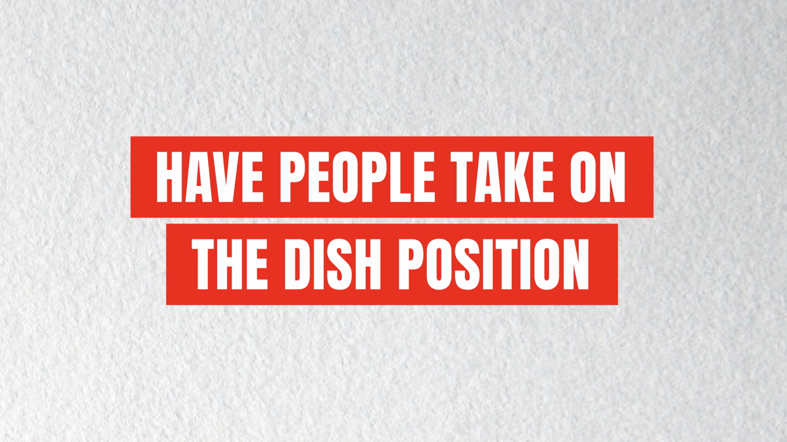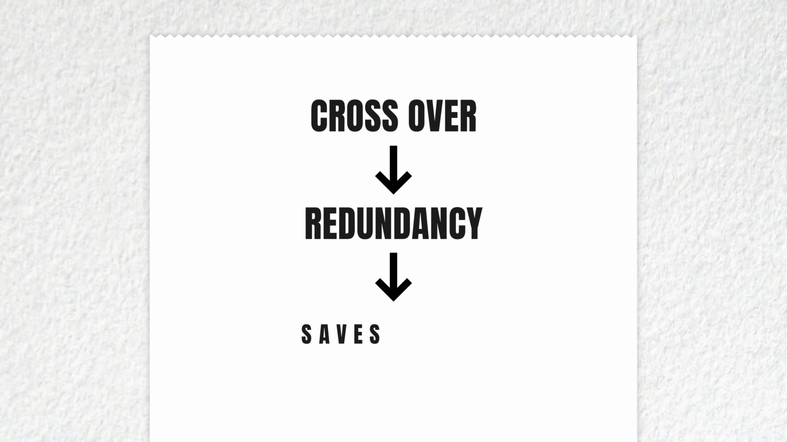Another smart move to do with this is have people take on the dish position as a role. That way, no one's above dish. No one thinks, oh, I don't really do that. And when it gets really busy, everyone knows exactly how to do that role correctly, because not knowing how to do dish is what's going to cause you to have a long night. Because crossover creates redundancy. Redundancy saves you money. And it's the little things, because it's Tuesday at 3 o'clock that you lose. It's not during your rush.